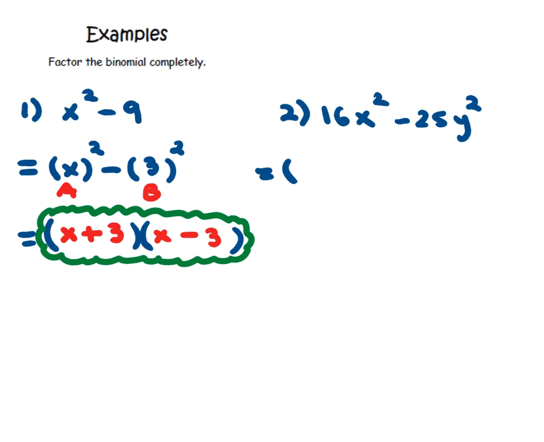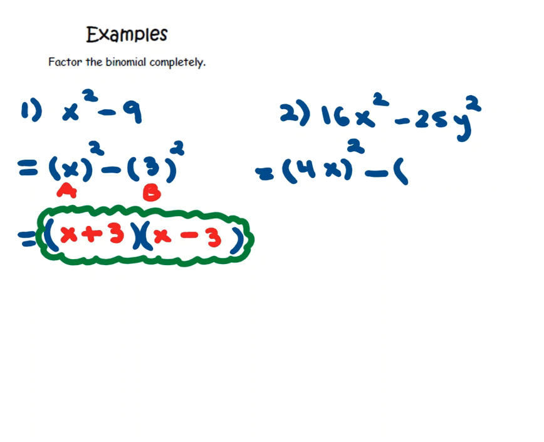Well, let's think about what we'd have to square in order to get 16x squared. Can you think of a number that when squared gives you 16? Right, that should be 4. Now in order to get x squared, we'll have to have x in there. So if we take 4x and we square it, we should get 16x squared. And I'll leave that for you to check.